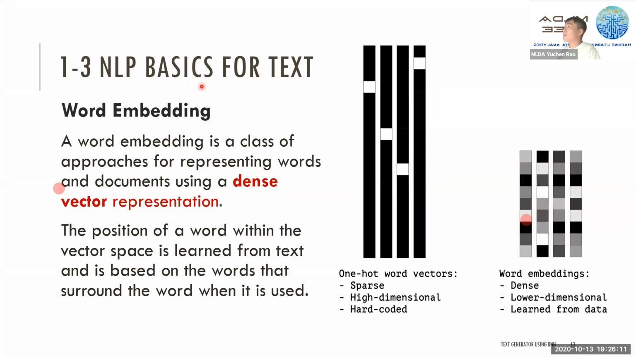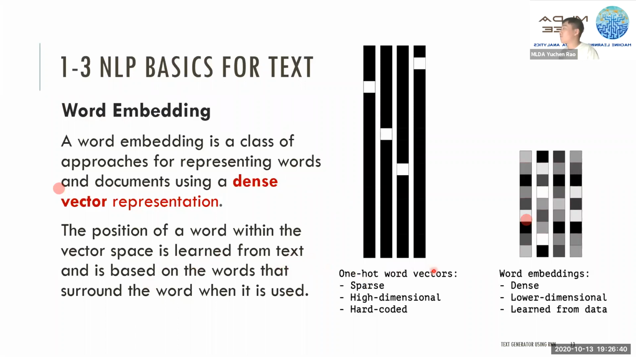So word embedding actually came into our life in 2013. Word embedding is a class of approaches for representing words and documents using a dense vector representation. So what is a dense vector representation? It just means the position of a word within the vector space is learned from the text and based on the words that surround the word when it is used.